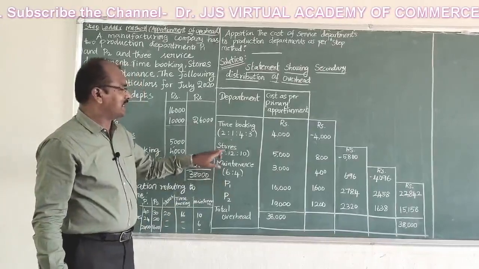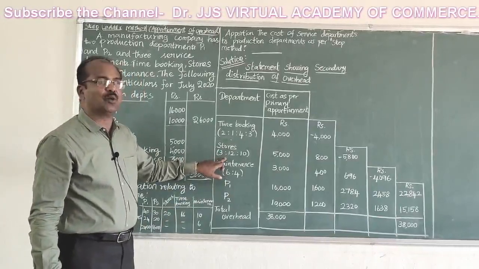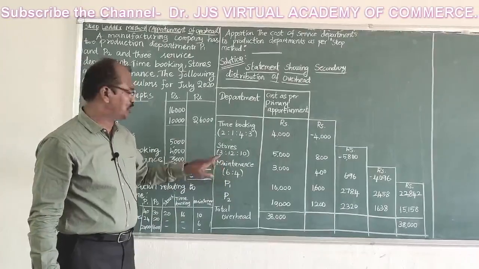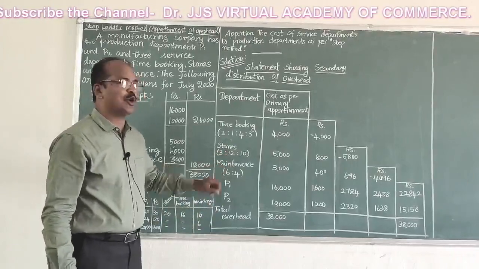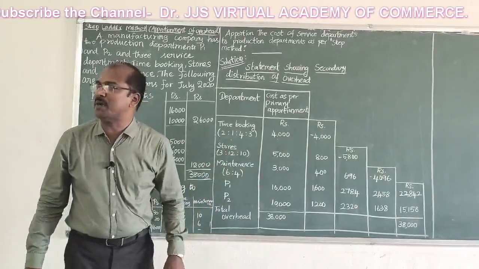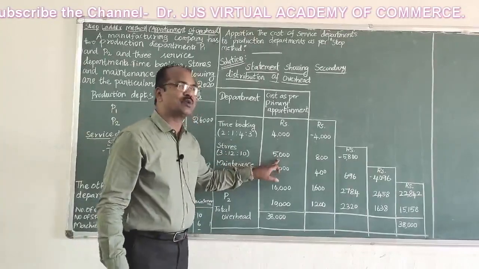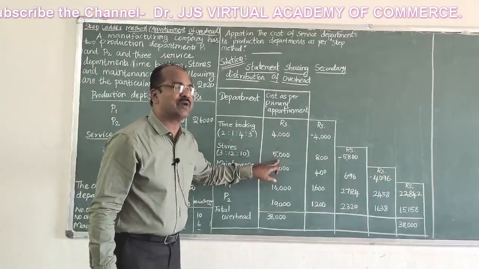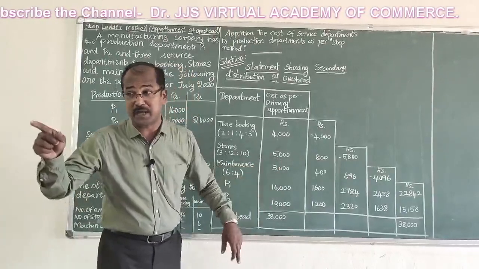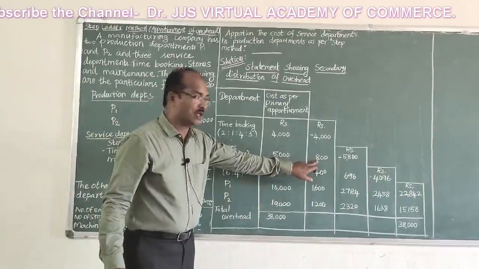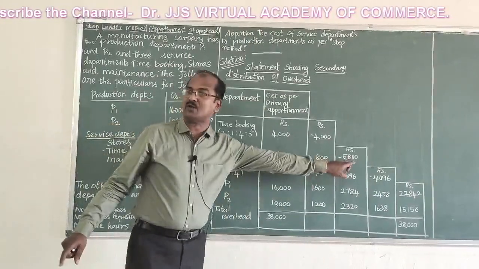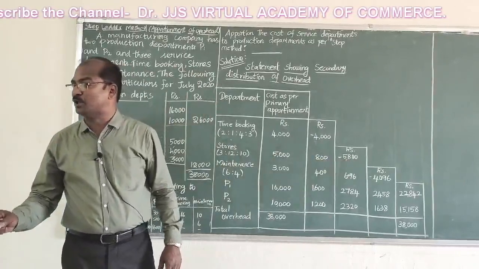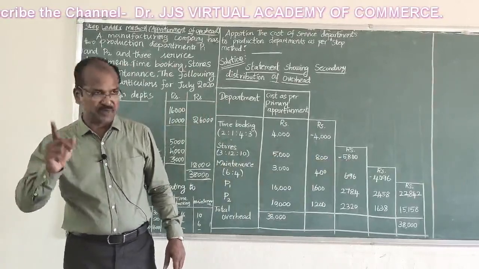Here, let us apportion the overhead of stores department to maintenance, P1 and P2. Correct? Now, what is the total overhead of stores department to be apportioned? 5,000 is the amount of overhead apportioned to this department as per primary apportionment. Now, time booking has given 800 rupees. What is the total of these two? 5,800 rupees is to be apportioned to maintenance, P1 and P2 departments.